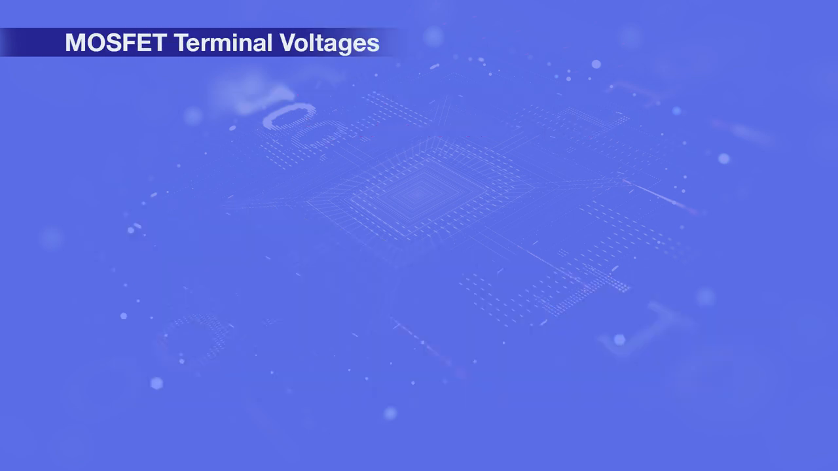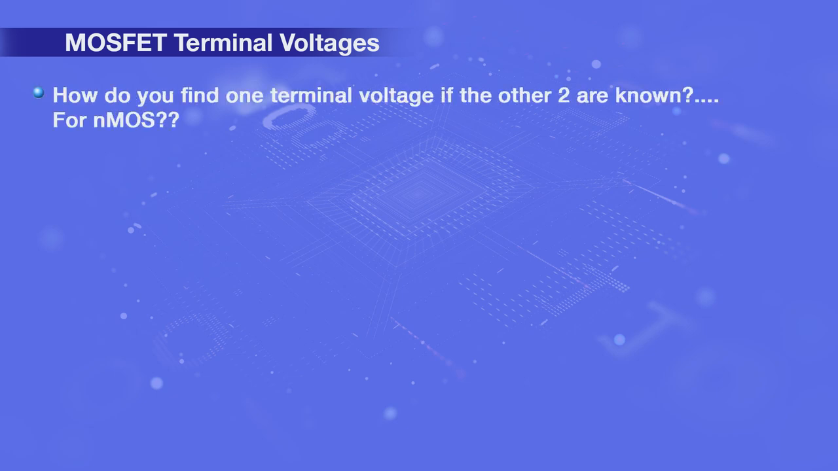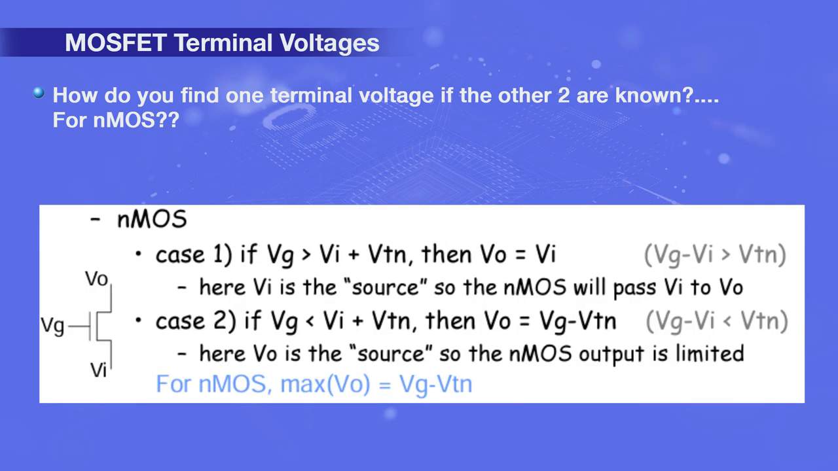Let's discuss the MOSFET terminal voltage. How do you find the terminal voltage if the other two are known for an NMOS? So let's discuss case 1. If the gate voltage is greater than Vin plus the threshold, then Vout will be equal to Vin. Here Vin is the source of the NMOS and will pass Vin to Vout.